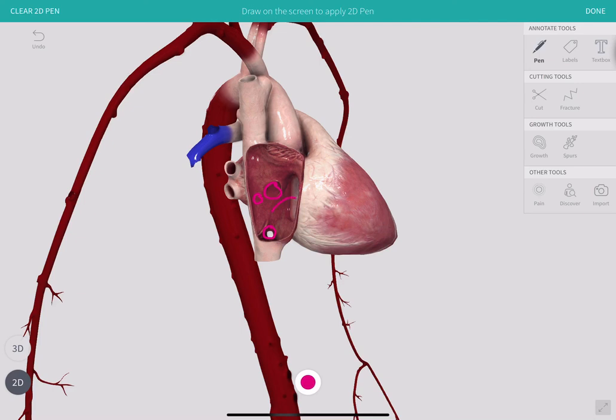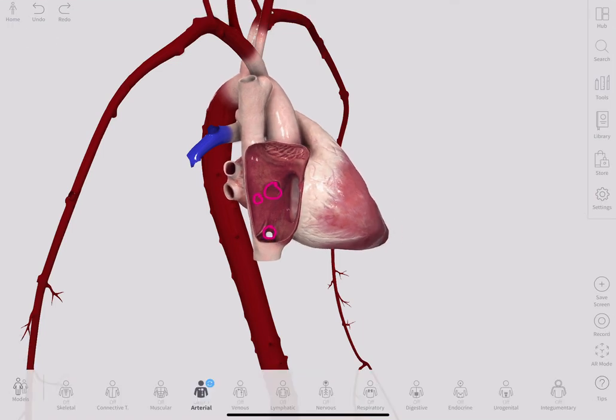And then all that blood is going to travel into the right AV valve, or the right atrioventricular valve, and eventually into the right ventricle. So let me undo that so we can continue here. All right. And 2 more times. Okay.